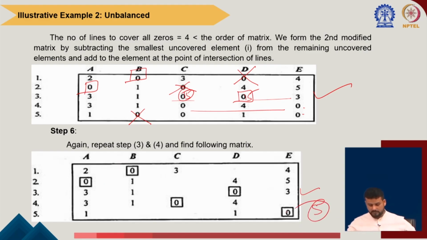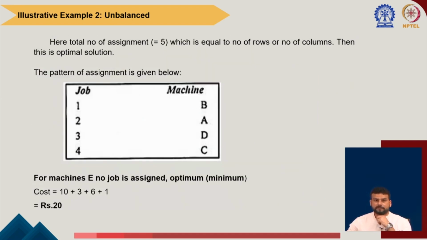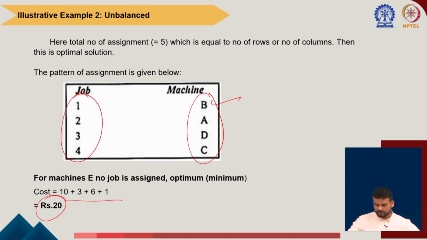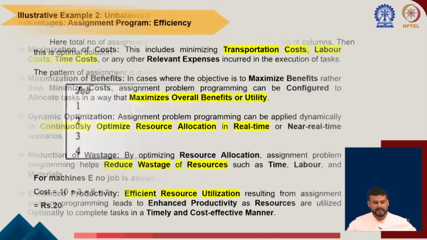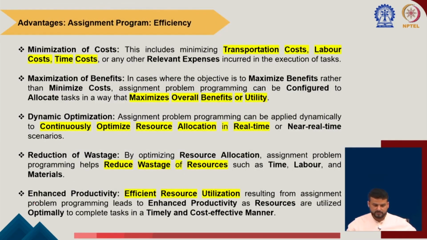We have a 5 order matrix. That means this is the optimal solution, right? So this way we can assign all the machines for all these 4 jobs, right? So if we add the cost, the total cost will be the minimum cost. So this is how we can deal with the unbalanced problem.